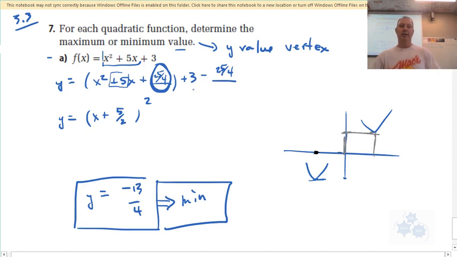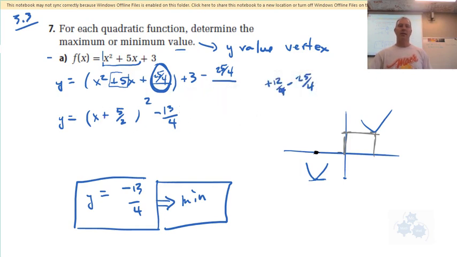And then what do I do here? Well, I have to combine like terms. So this is actually plus 12 over 3 minus 25 over 4, 25 over 4. So 12 minus 25 would be negative 13 over 4. So this is how we complete the square, and now we have vertex graphing form.